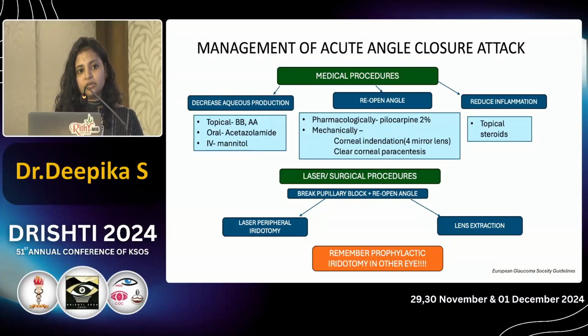Along with it, you always have to reduce the inflammation, because all these conditions present with severe ciliary spasm, and it adds to the pain of the patient. So you have to address that also with topical steroids. But the definitive treatment here is to relieve the pupillary block. All these measures you are doing just to clear the cornea, to get a good view of the iris, to make a patent PI. It can be done with laser peripheral iridotomy, and in rare cases we can do a lens extraction, but always and always remember, you should do a prophylactic iridotomy in the other eye as well.